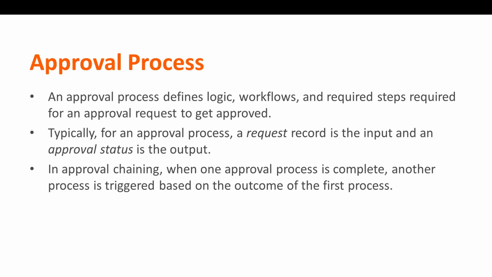An approval process is an end-to-end execution of events from the time a user makes a request until the request is addressed, where the input is the record definition and the output is the approval status. And approval chaining is a process where, when one approval process is complete, another process is triggered based on the outcome of the first process.